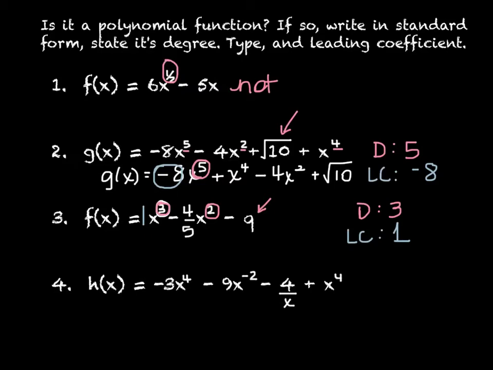So let's look at this last example. Two things are wrong with this last example. I can't have negative exponents. I also can't have a variable in the denominator. So this would not be a polynomial. Okay, so going back to number 2, the degree is 5, so this would be called a quintic. Number 3 is a cube. The degree is 3, so it would be a cubic.